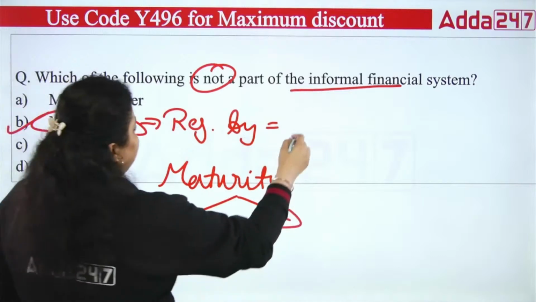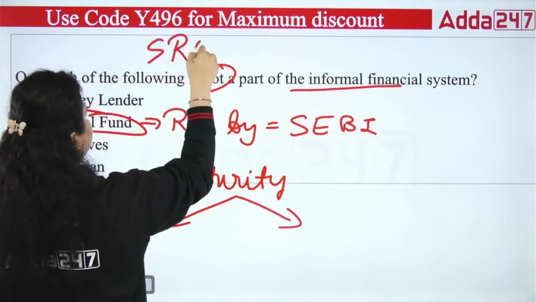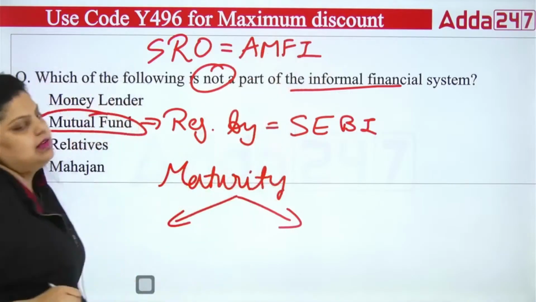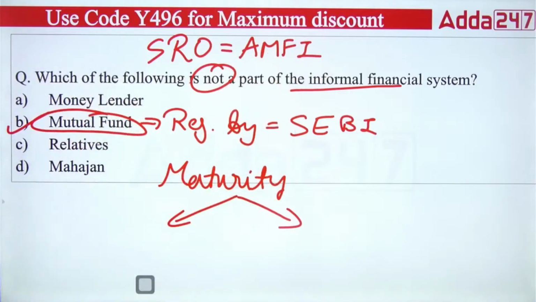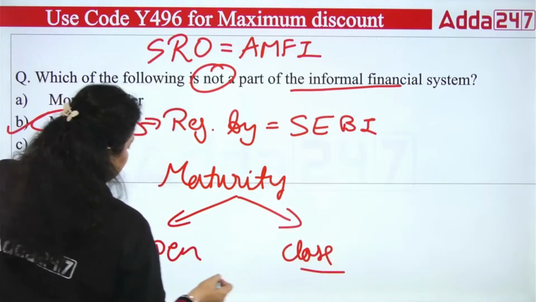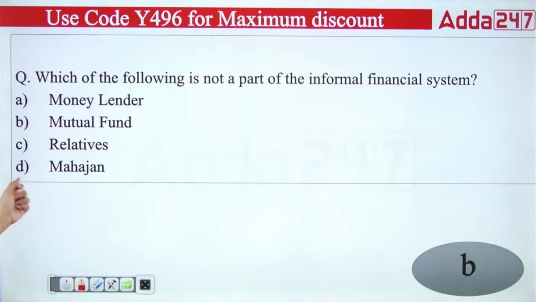Very good. It is regulated by SEBI. And the self-regulating organization of mutual funds is AMFI. Okay, it is the self-regulating organization, but regulation will be done by SEBI only. Now, the types of mutual funds on the basis of maturity. Very good. Open-ended and close-ended. Open-ended and close-ended, 2 types of mutual funds are there. Correct. Now, let's move forward. So, the right answer is B here.